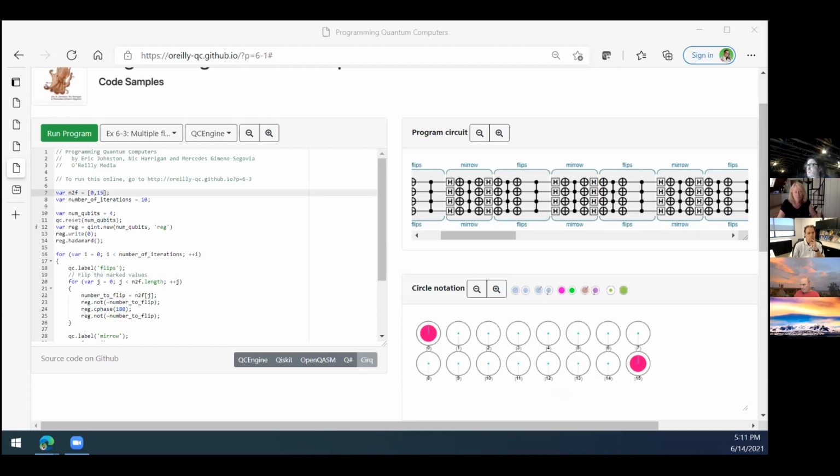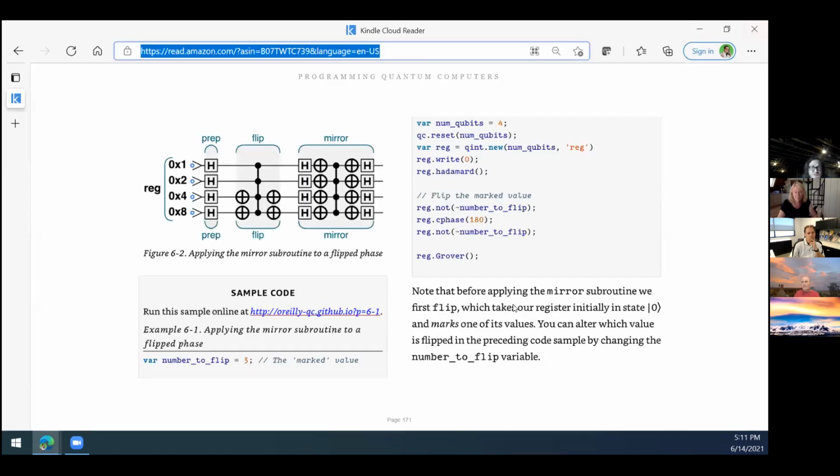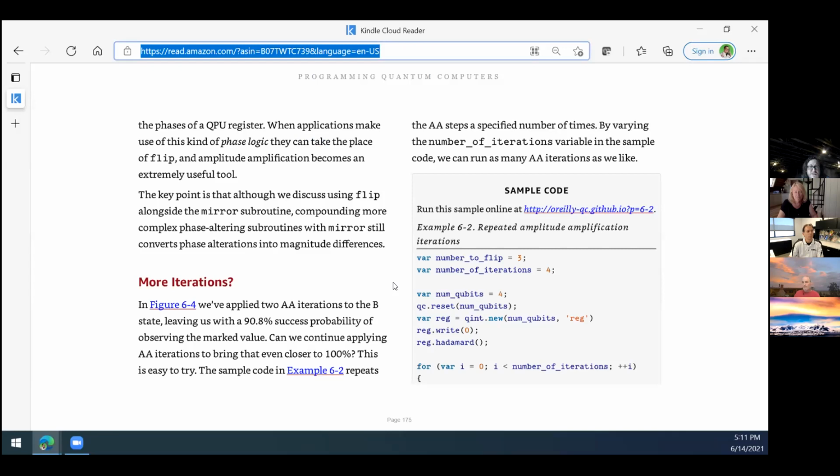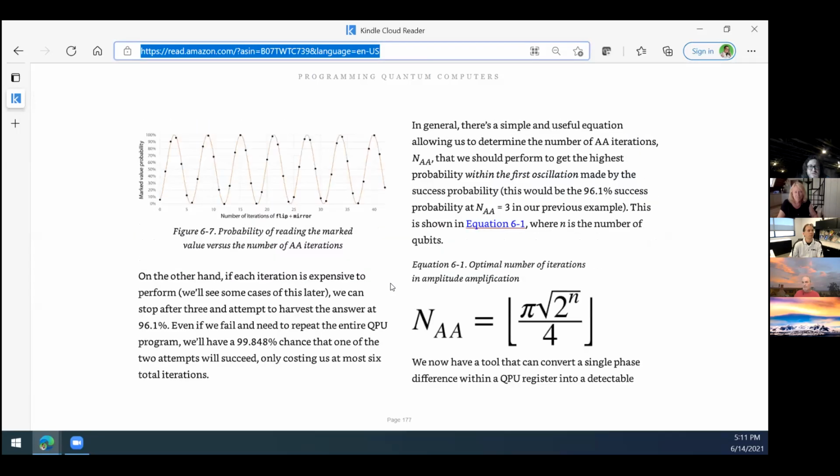And that is given to us. Where's the formula? There we go. Here's our formula. So pi times the square root of 2 raised to the n divided by 4. So let's walk through that. If we have 4 qubits, so n is the number of qubits, 2 to the n is 16. Square root of 16 is 4. 4 divided by 4 is 1. So we're actually left with pi.